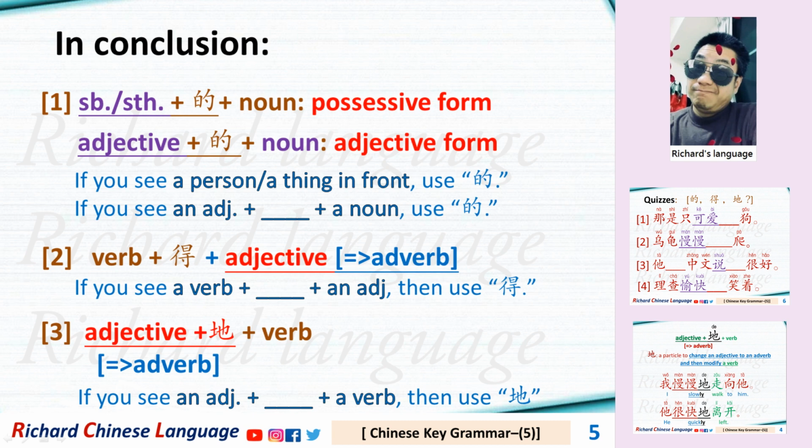So in conclusion, we have two usages for the first 的. One is the possessive form. The other is the adjective form. And the sentence pattern for the second 得 is a verb plus 得 plus an adjective. And actually here, the adjective is the adverb. Okay, the sentence pattern for the third 地 is an adverb plus 地 plus a verb.